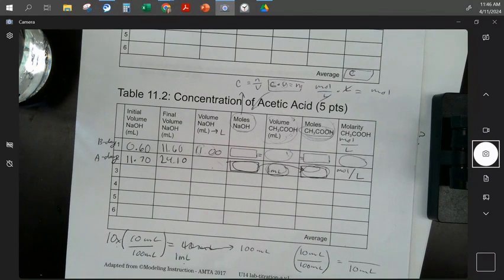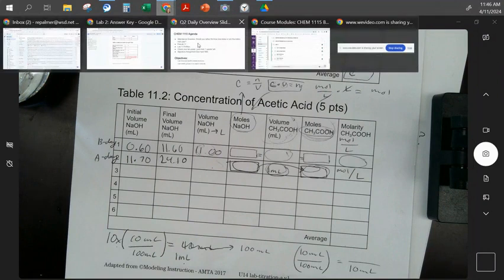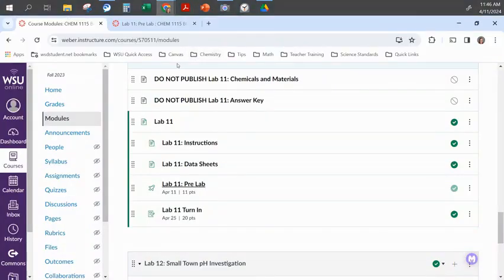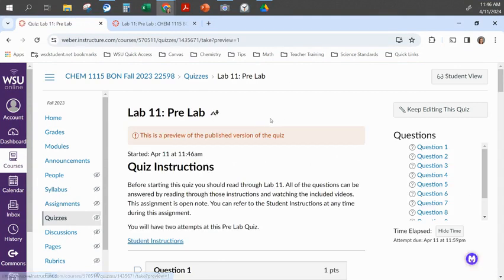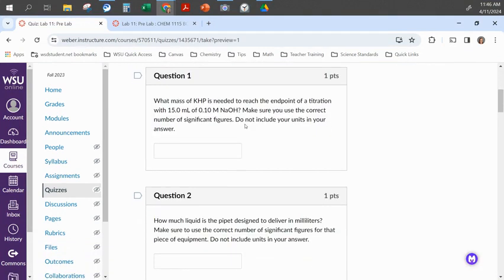Okay, let's jump to the pre-lab. So if you don't have the pre-lab open already, let's go to that. We are in pre-lab 11. The first one is a calculation. So let's do that. And you do need to know that for this lab.